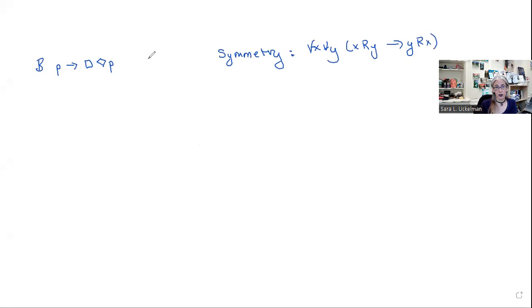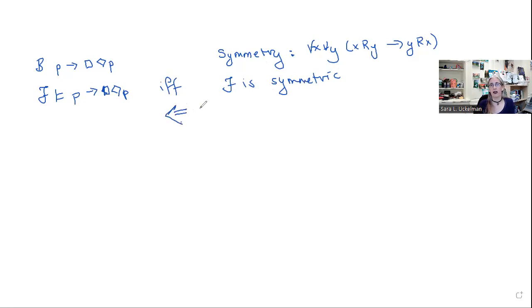So what we're going to show is the usual kind of correspondence result. A frame F validates this axiom if and only if the frame is symmetric. So this is a biconditional. We need to prove both directions. I'm going to start with the right to left. So assume the frame is symmetric and then show that the formula has to be valid on it. So assume F is symmetric.